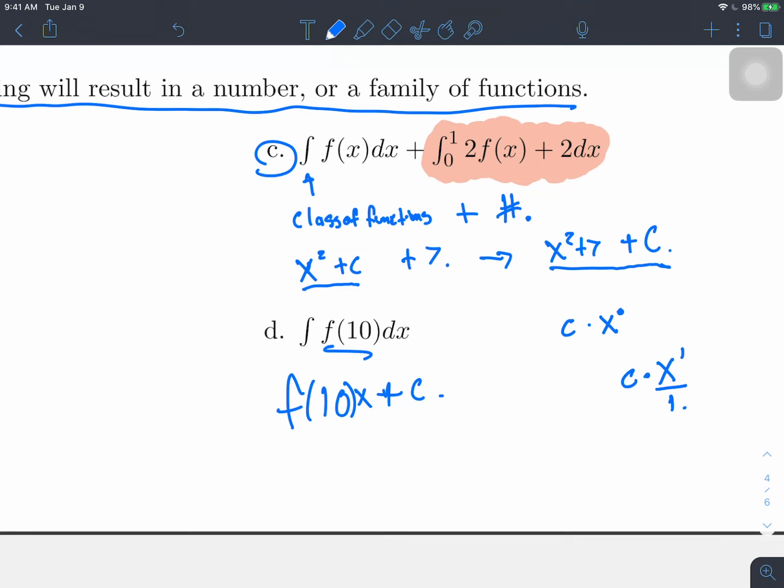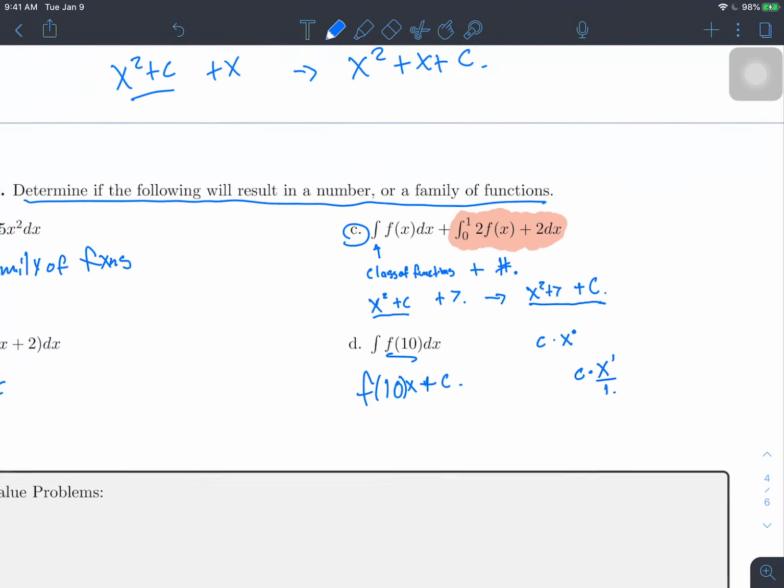So since f of 10 is just some number, if I integrate a number, I will get that number times x by the power rule. So class of functions.